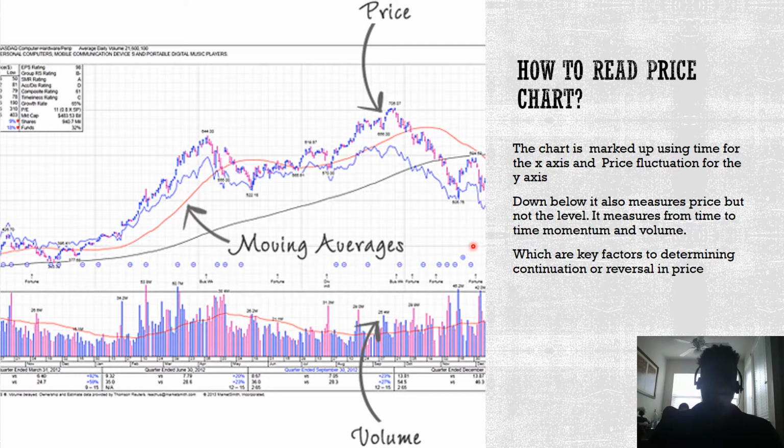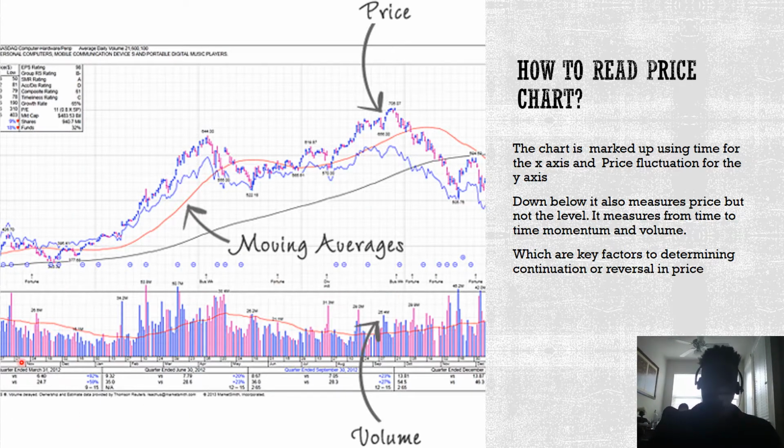Okay, so another thing is down here on the x-axis, this is actually determining time, and on the y-axis, it determines the price fluctuation. So therefore, you can see the price moving up and down, up and down. This would be the markup. This would be the retracement. This will be the markup, retracement. Okay? And down below, this is actually the same chart, essentially.